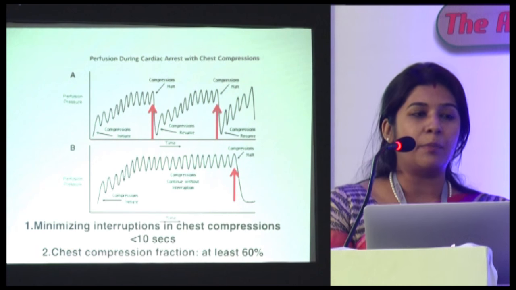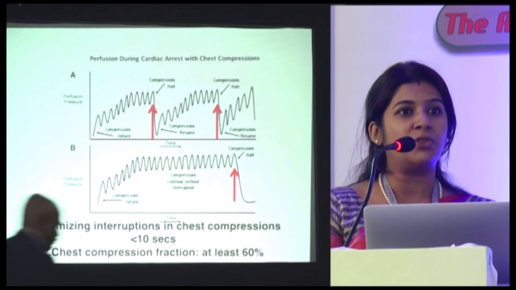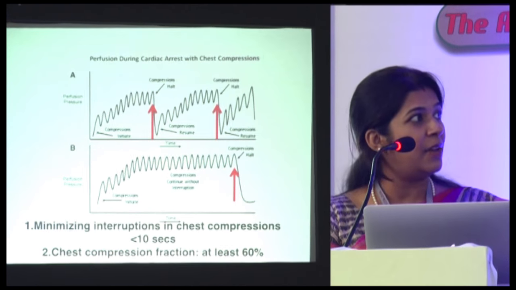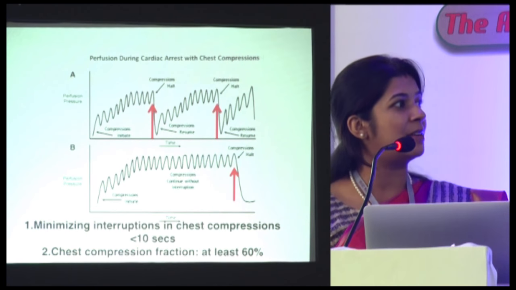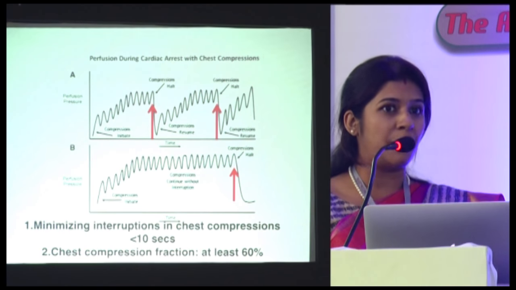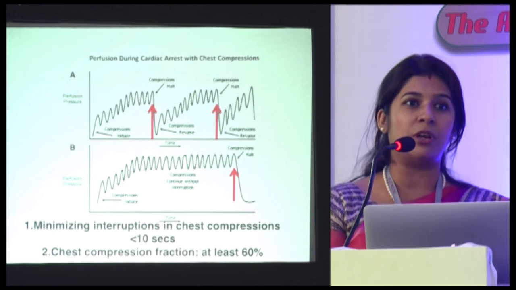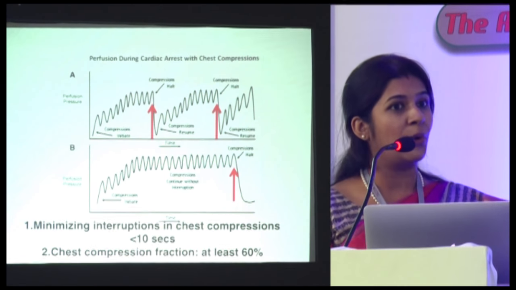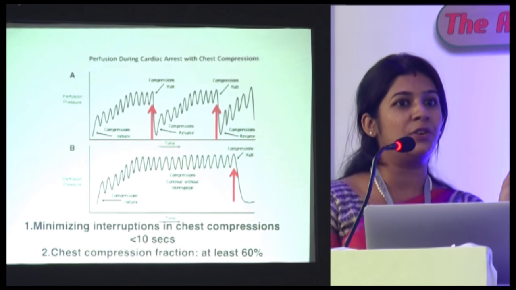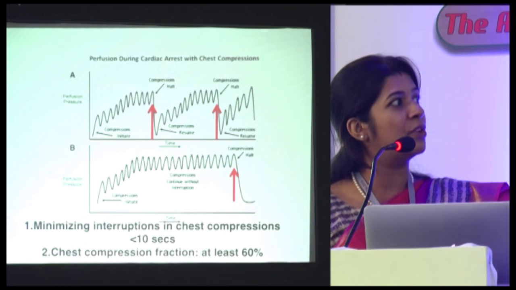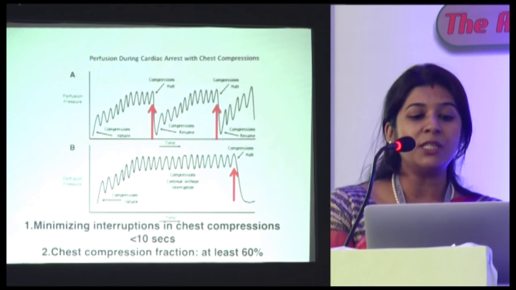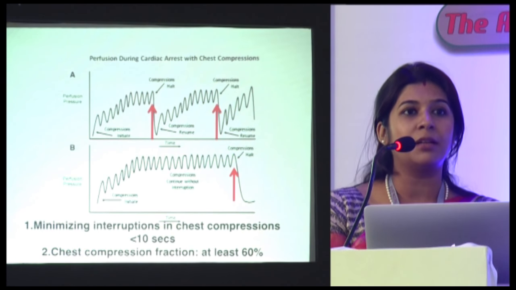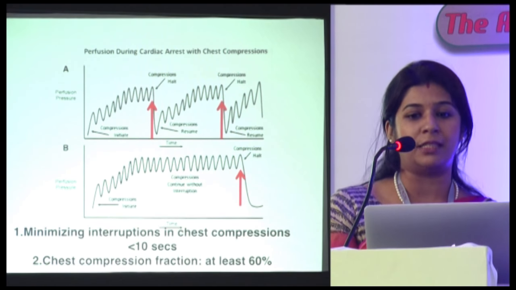Minimizing the interruptions in chest compression to less than 10 seconds is an essential component of high-quality CPR. We can clearly see from this picture that when the compressions go uninterrupted, the perfusion pressure is maintained at a steady level. But when there are interruptions, and these mandatory interruptions, like for ventilation and rhythm analysis, are going to be there, you need to reduce the duration to less than 10 seconds. It takes a while for the compressions to resume the perfusion pressure, you can see from the picture. Measurement of the proportion of the total resuscitation time in which compressions are performed determines the chest compression fraction, and that should be at least 60%.